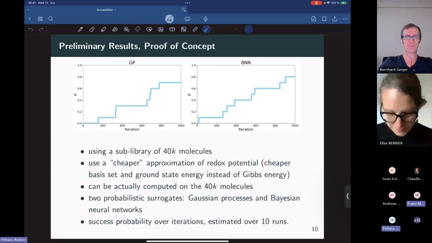Yeah. Okay. Thank you very much first for a very interesting talk. My question goes in the direction, since in the beginning you mentioned that you actually have several targets you want to optimize.